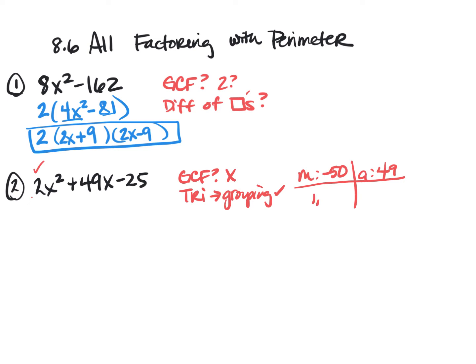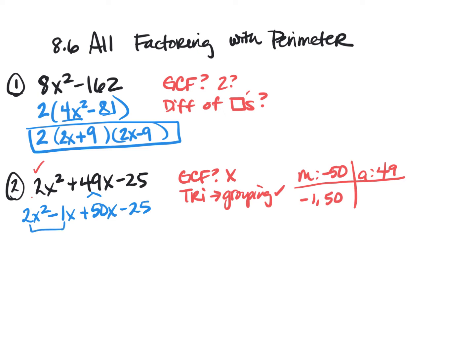Well, hopefully 1 and 50 come to mind. Now I want to fix the sign. If it's negative when I multiply, that means one of these 2 is negative, one of them is positive. How do I know which one? Well, when I add them, the sum is positive. That means the bigger of the 2 numbers needs to be positive, so the 1 is negative. Now I come back over here and let's group it. That 49, we're going to make it negative 1x plus 50x minus 25.